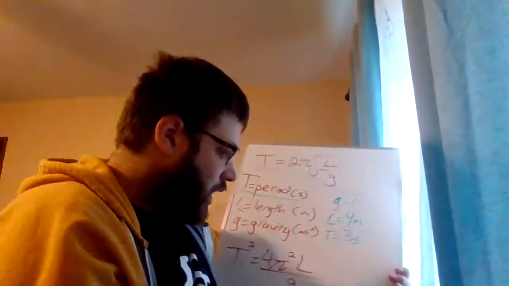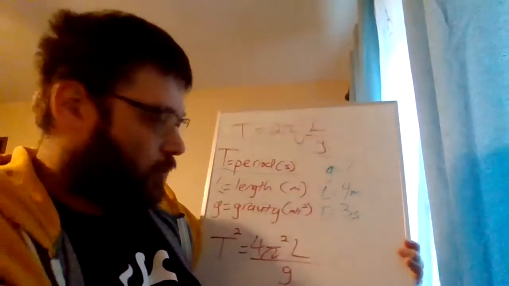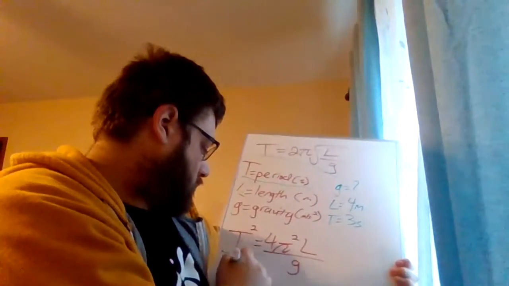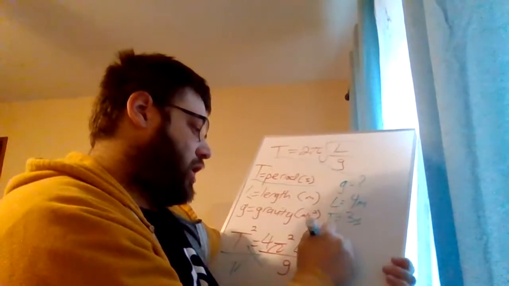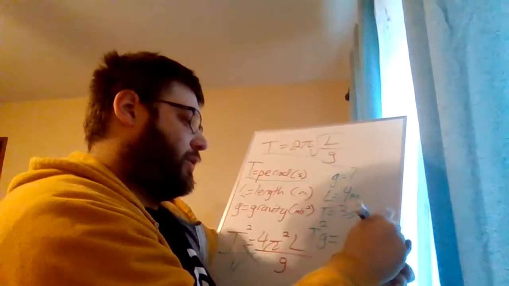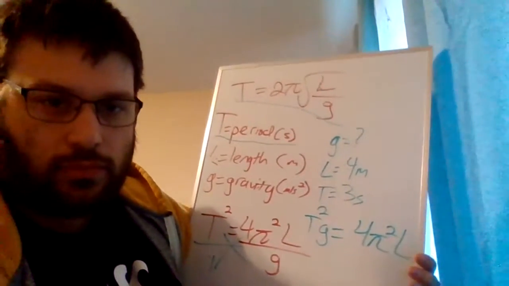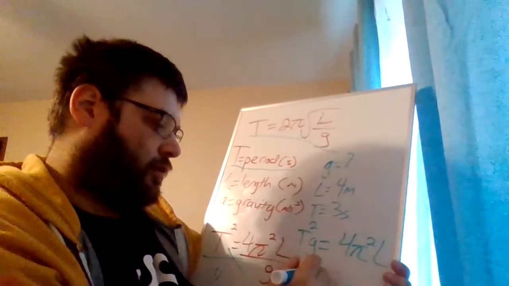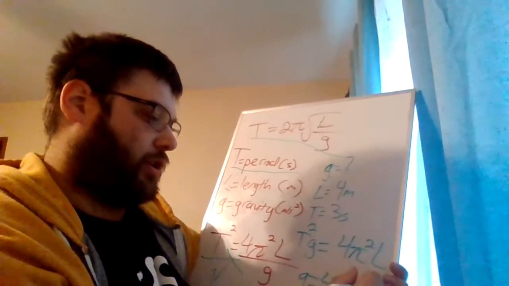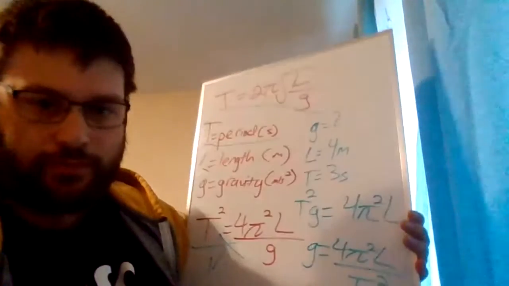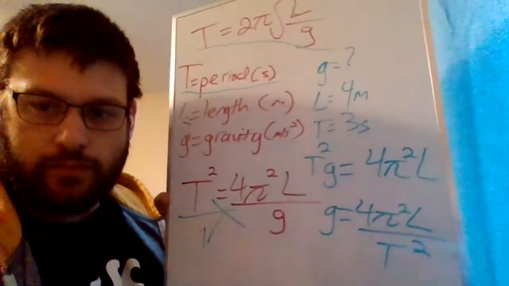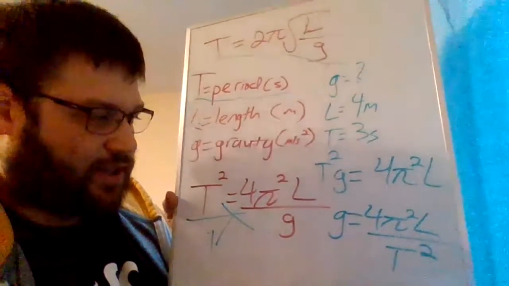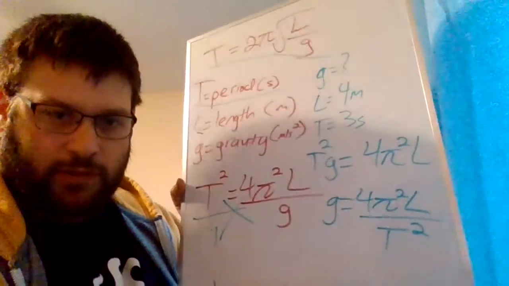Okay. So, if we're looking for the G, depending on what level of math you feel comfortable with, I would just cross multiply this. So T squared G equals 4 pi squared L. And then to get the G by itself, G equals 4 pi squared L over T squared. So that's my rearrangement solving for gravity there. And once again, if you want to pause the screen so you can see that, or take a screenshot, whatever you guys want to do.